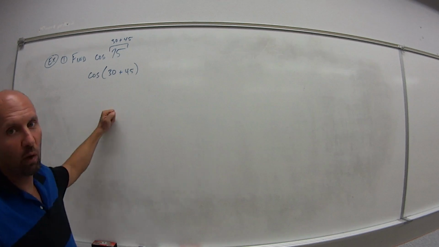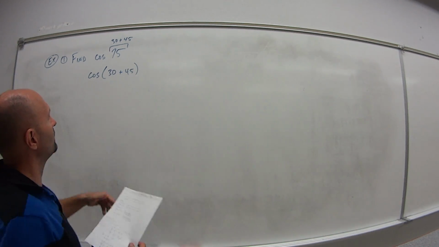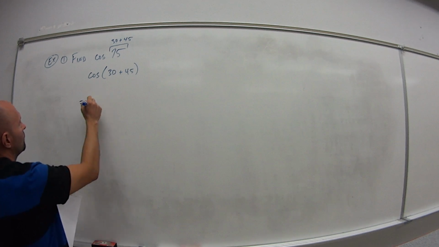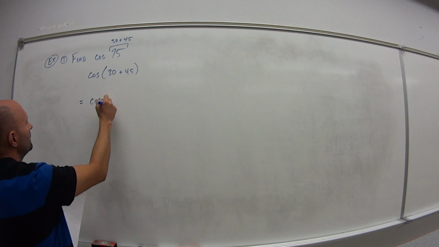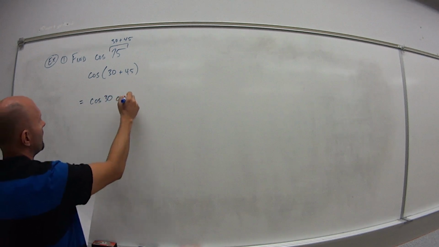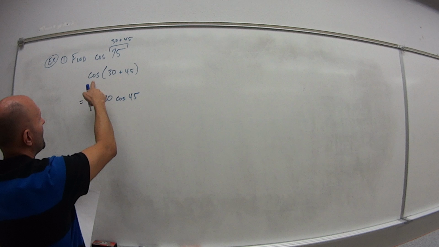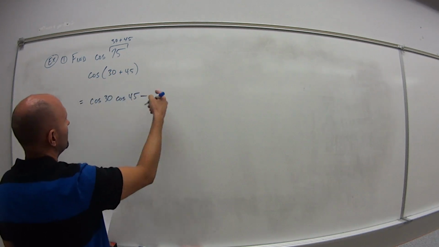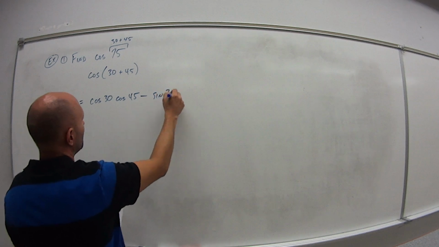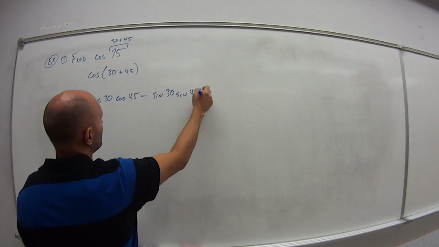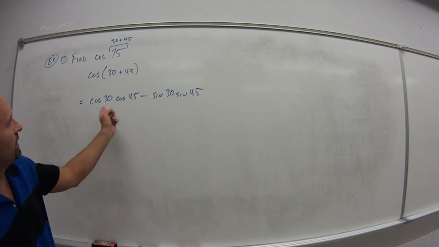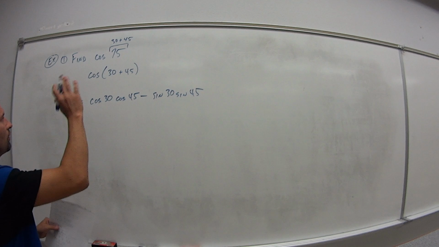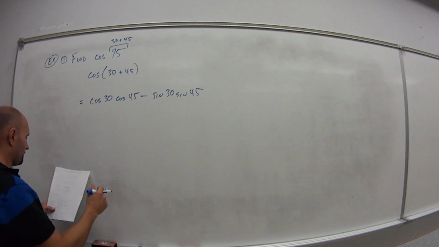So now we can use our cosine addition formula. Cosine is always cosine of 30, cosine of 45, and it's always the opposite sign, O for opposite. I see plus, so this is going to be minus. And then it's sine of 30, sine of 45. So these 4 values we have are values from our unit circle. Cosine of 75 we didn't have.